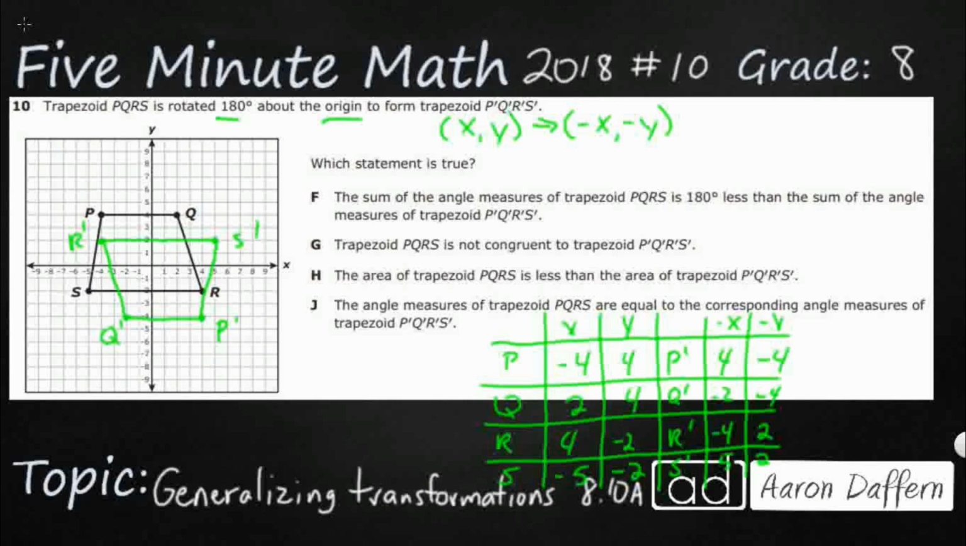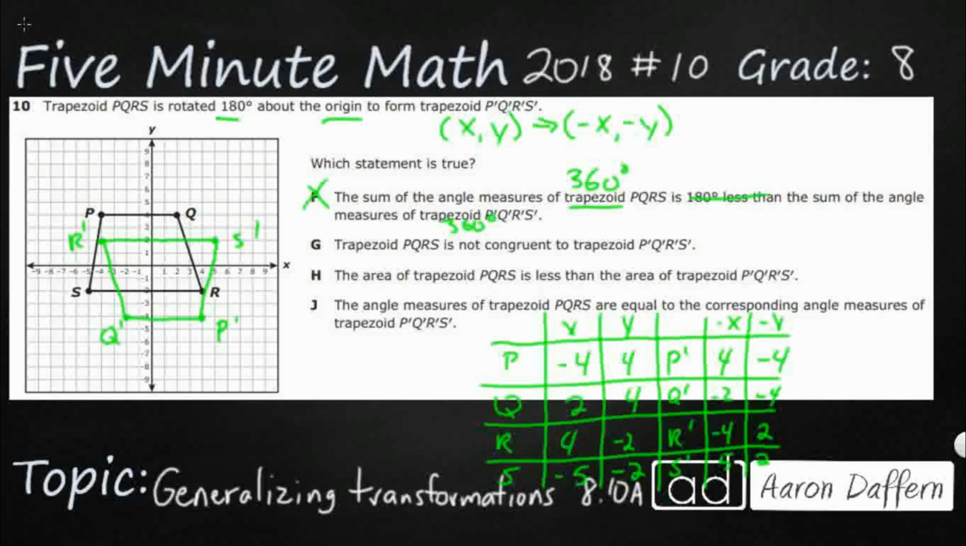Overlapping, not really pretty, but now that we've looked at it, let's take a look at our statements here. The sum of the angle measures of trapezoid PQRS is 180 degrees less. No, if it's a trapezoid, it's a quadrilateral, and all quadrilaterals have 360. Doesn't matter whether you rotate it or not. It's a quadrilateral. It's got 360 degrees. So we're not going to do less or more.